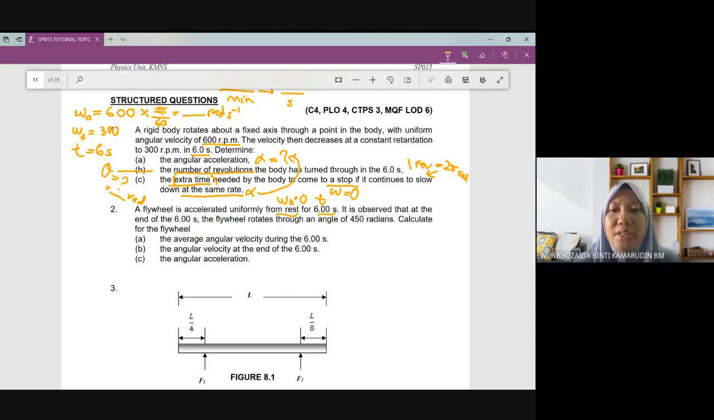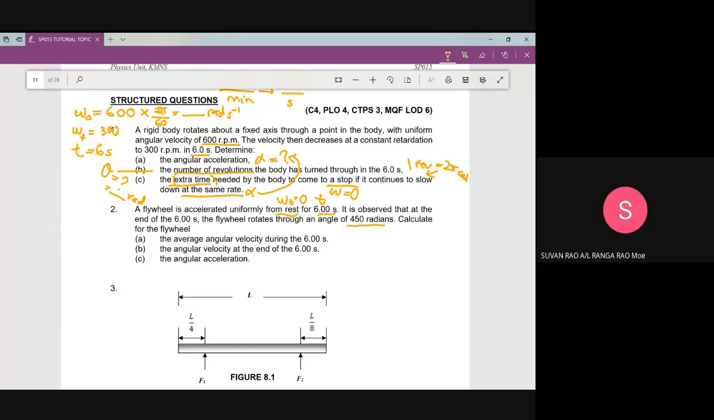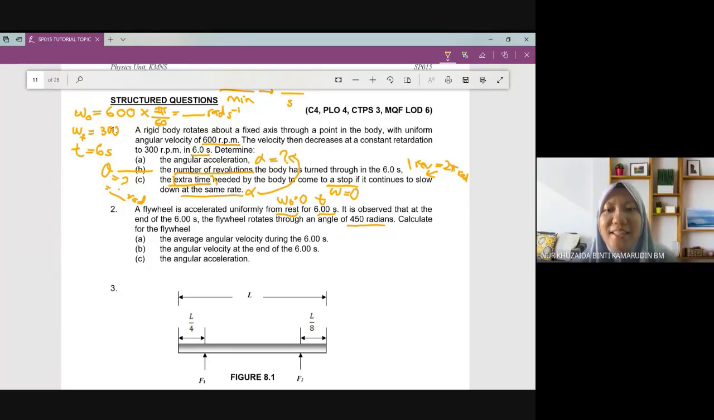So it is observed that at the end of the 6 seconds, the flywheel rotates through an angle of 450 radians. So ni nilai apa? Theta. Yes, very good. This one is the theta, the angular displacement, and dia bagi dalam unit radian terus. So you can use directly lah. Okay, calculate for the flywheel. First one, angular velocity during the 6 seconds.